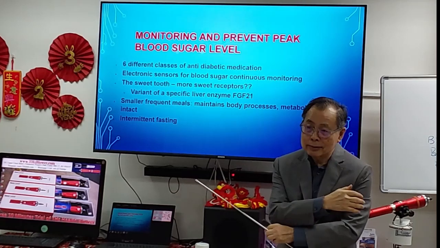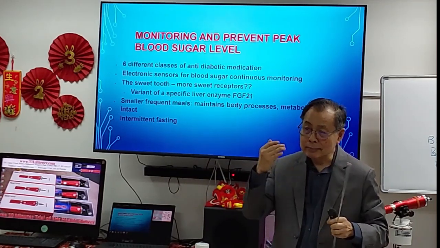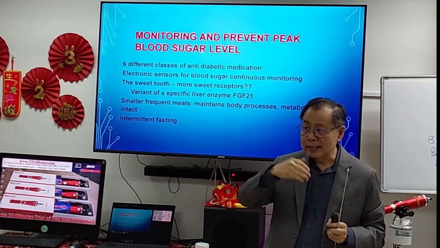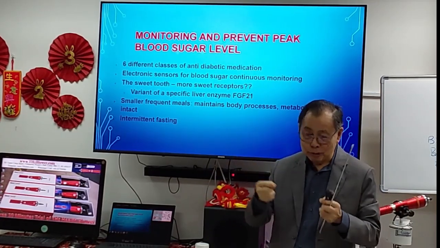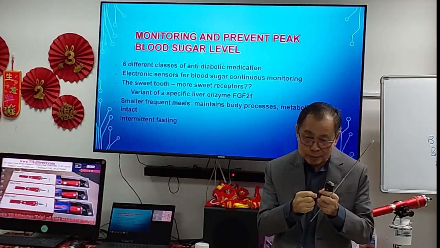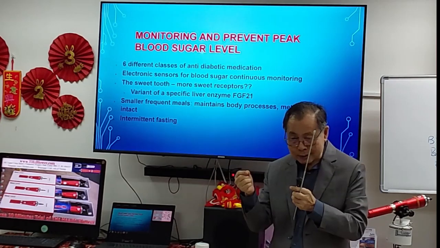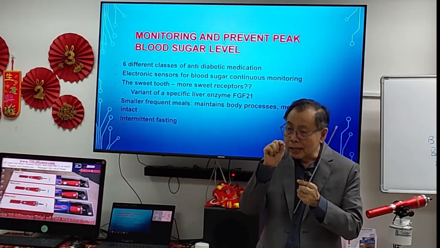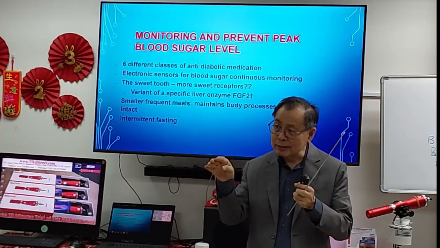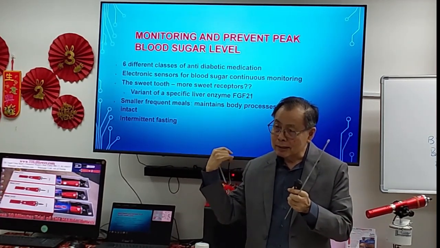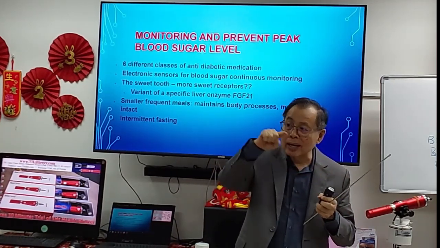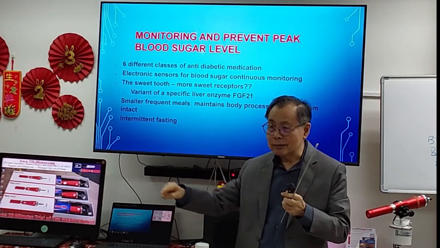So as I said just now, with the sensor you can monitor in real time what your blood sugar level is. How high does it go up? When does it go up? You don't have to prick. If I prick at 6 a.m. in the morning, then at 12, then at 4 o'clock, at each interval, but what about in between? Do I know the level? Now, continuous blood monitoring means that you monitor the level throughout. You can actually know.